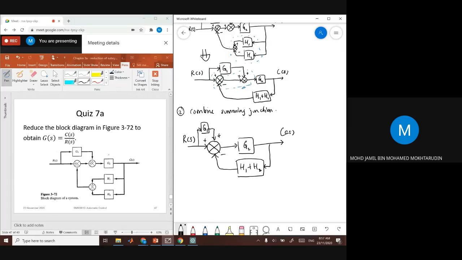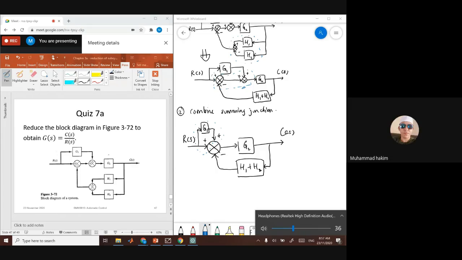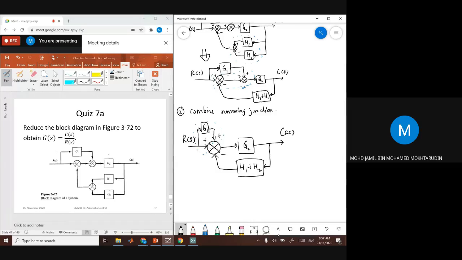So from here, you repeat the process. So no cascade, but you have a parallel here. Sir, parallel. Yeah. H2 tu bukan. Sorry, sorry. Tak dengar, tak dengar. Yang H1 plus H2. Bukan H2 minus H1 ke? Betul. Okay, thank you. Tak nampak. H1 minus H2, okay. Okay, so be careful with the sign, okay. Saya tak nampak, saya ingat positif.